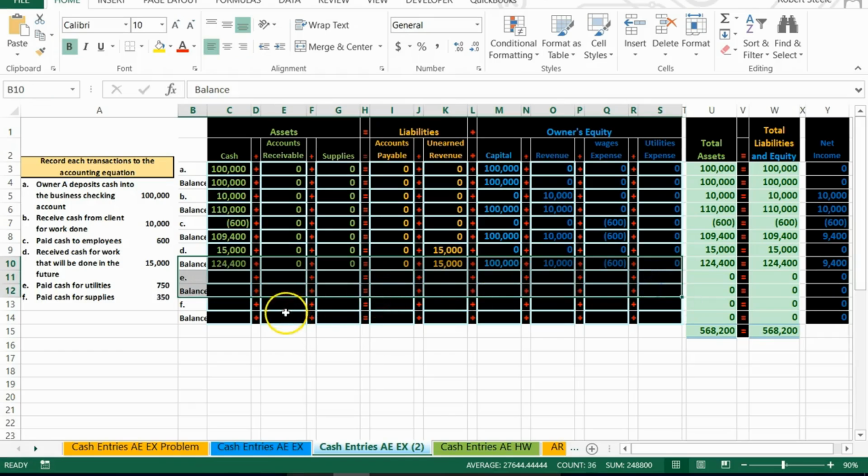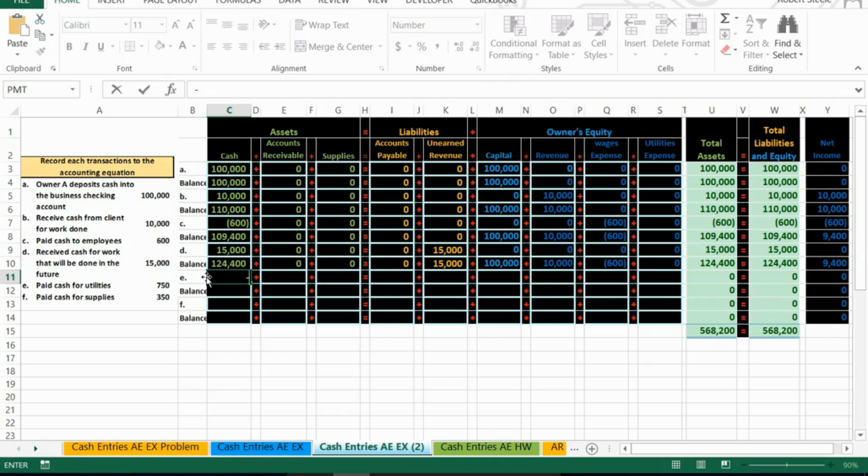We don't care about anything other than those cells as we record the transaction in E, which says paid cash for utilities $750. So is cash affected? Yeah, it went down. We paid it. So I'm going to go to cell C11 and we're going to type in a negative in this case with a minus sign and then 750 and then enter. And once again, it formats it with brackets.